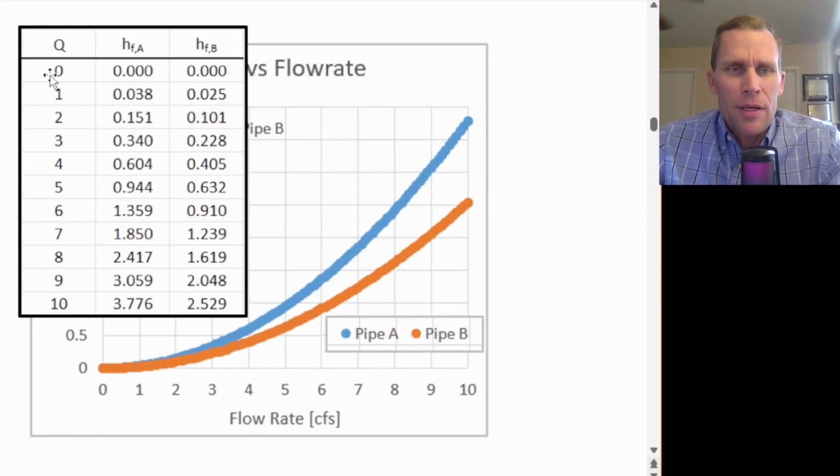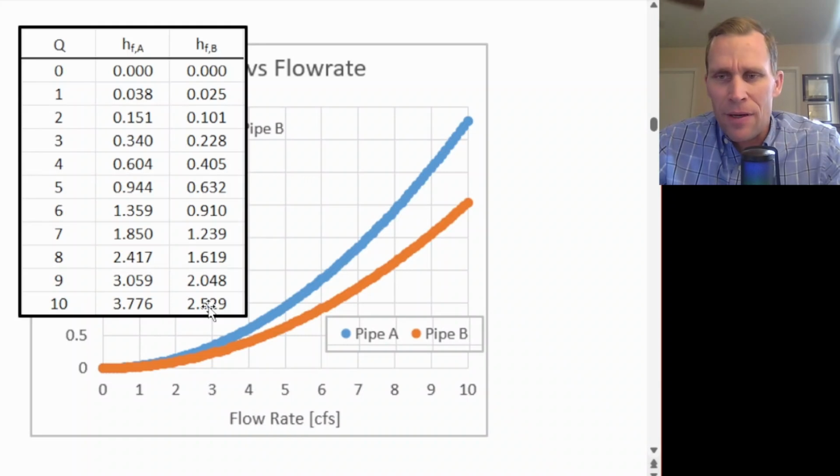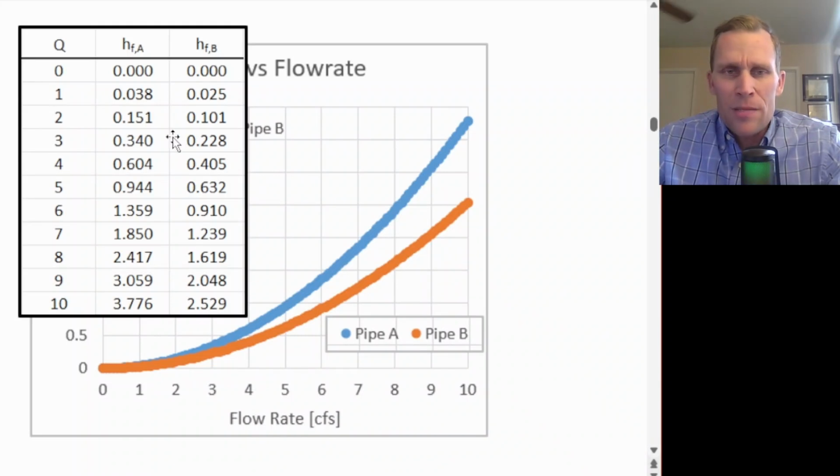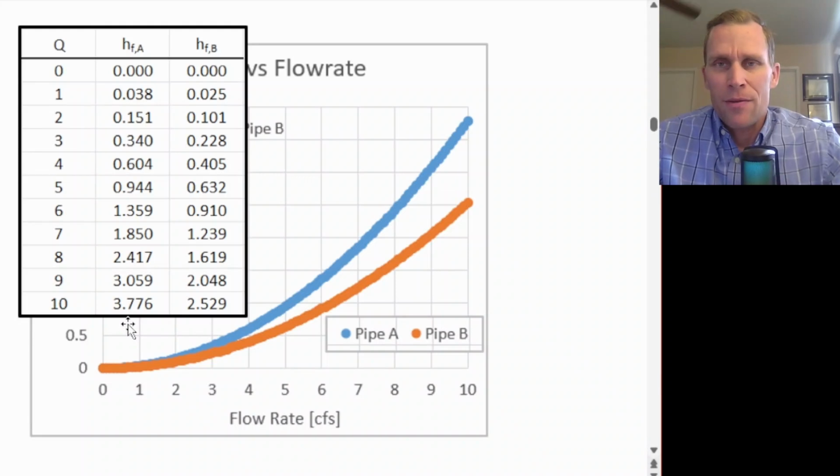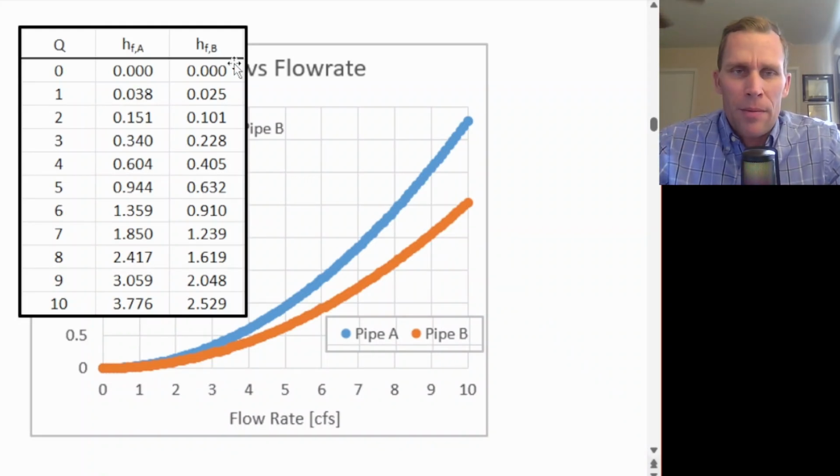So what we're doing here is as the flow rate increases from 0 to 10 CFS, we have increased head loss, of course, through pipe A and pipe B. Now, if you only had one CFS flow, then which pipe would it go through? And you can't split it up. It has to be one CFS flow. Would it go through pipe A or pipe B? And the answer is it would go through pipe B because that is the minimum cost. 0.025 is a smaller amount of head than 0.038.